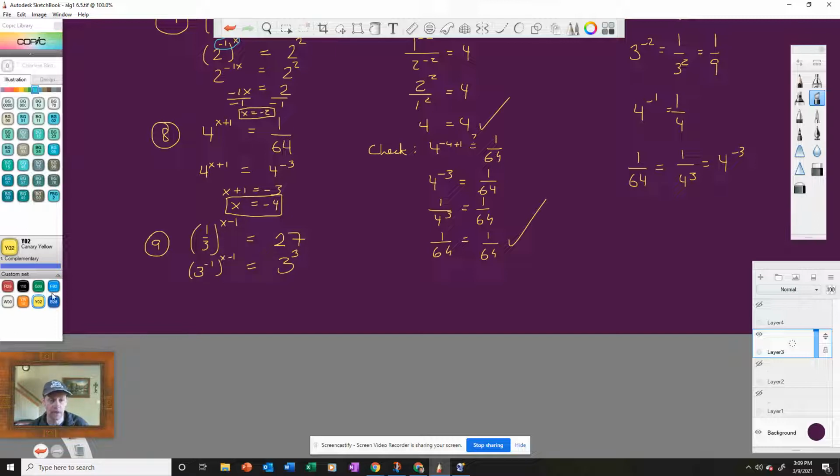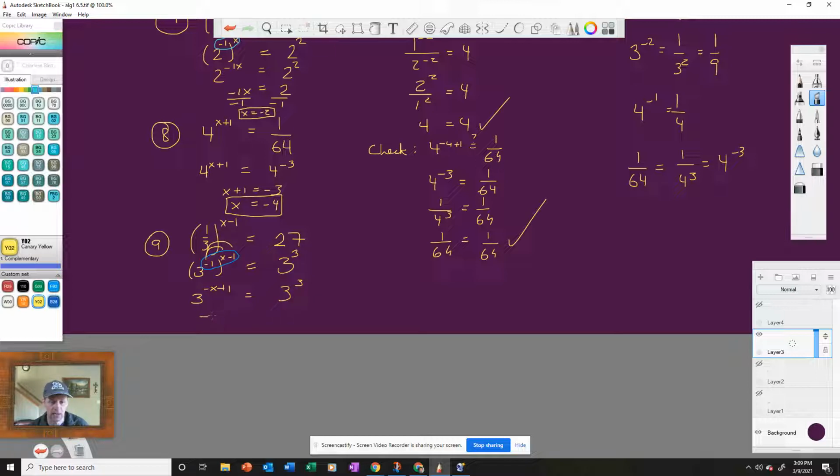So now I have my common bases of 3. Here, I need to distribute this. So I'm going to get 3 to the... well, I'll do it this way. I'll distribute this negative 1, so it's going to become negative x plus 1 equals 3 to the third. Just distribute the negative 1 to the x, distribute the negative 1 to the negative 1.